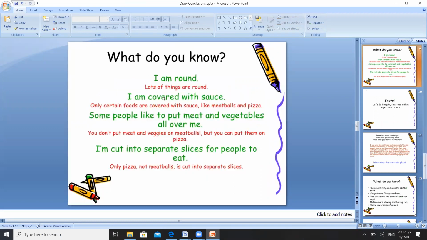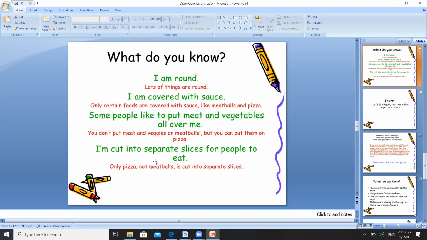I'm round. Lots of things are round. I'm covered with sauce. Only certain foods are covered with sauce, like meatballs and pizza. So what do you think? Is it meatball or pizza? Some people like to put meat and vegetables all over me. You don't put meat and vegetables on meatballs, right? So certainly this is pizza.